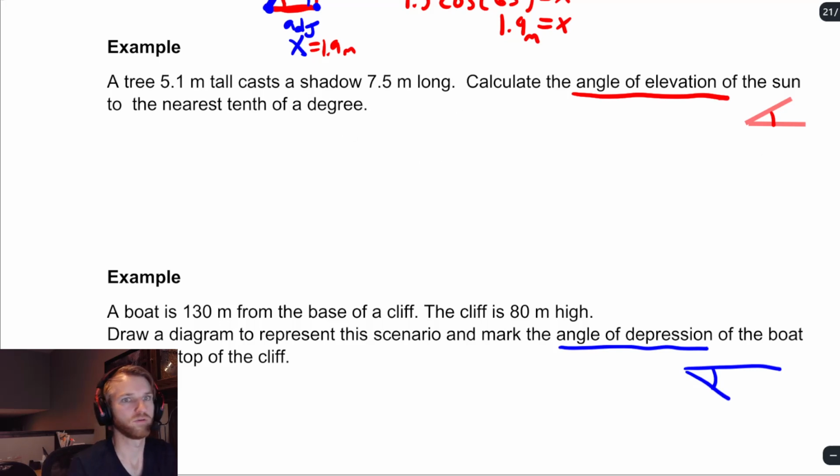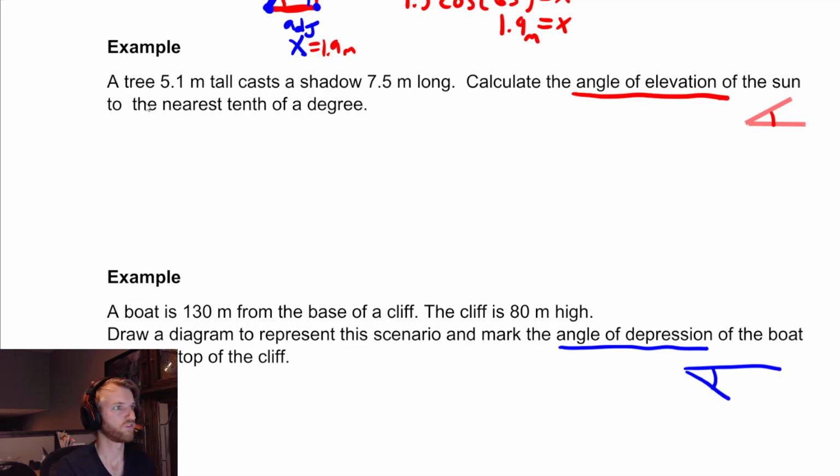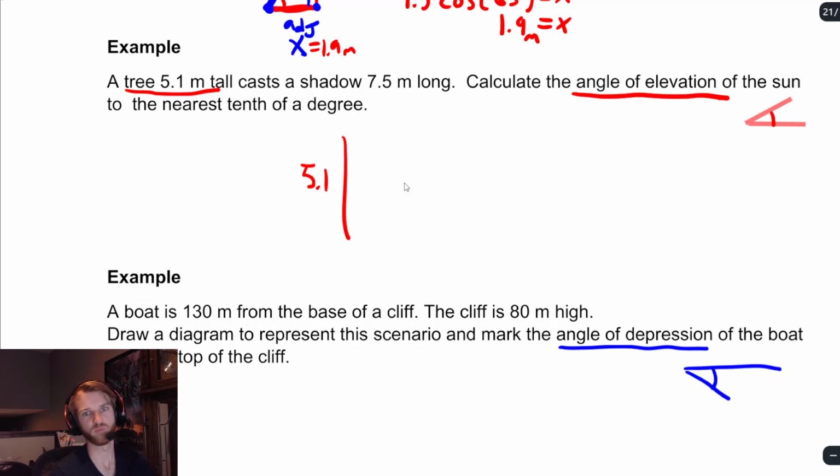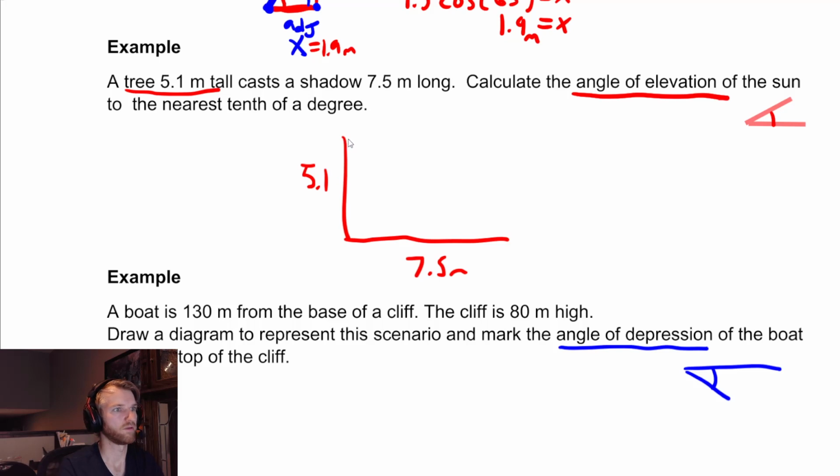Okay, so this question said we had a tree that was 5.1 meters tall. Okay, there's our tree, and it's 5.1 meters tall. And it casts a shadow that's 7.5 meters long. So the shadow is going along the ground, and that shadow is 7.5 meters long. And it wants to know the angle of elevation of the sun. So if we make a triangle here, in trig we're just always going to be drawing a triangle. And this is a right angle triangle, 90 degrees here between the tree and the ground.